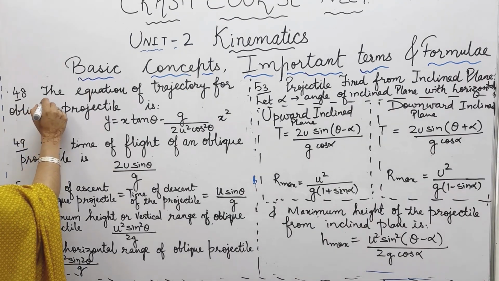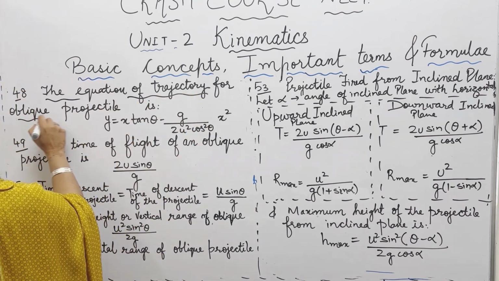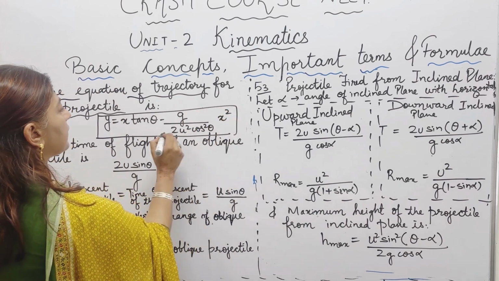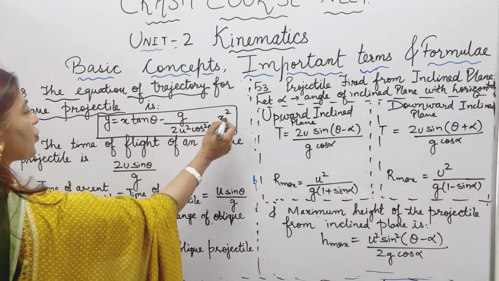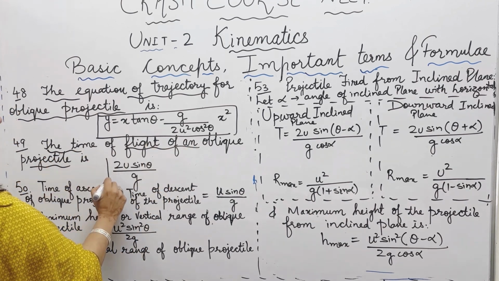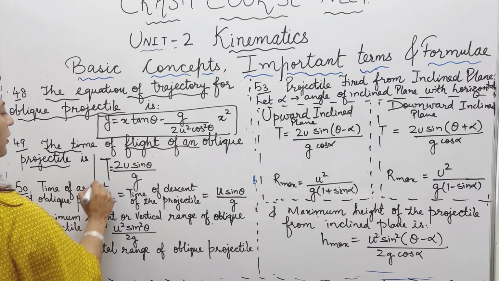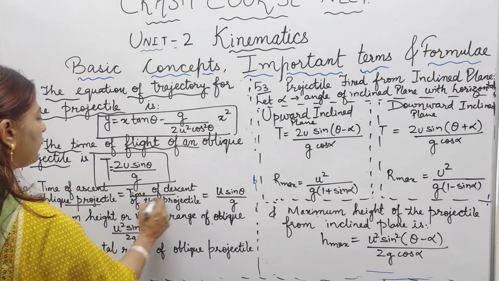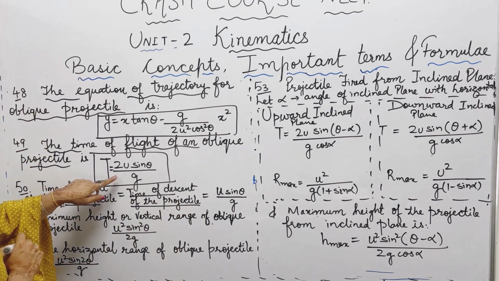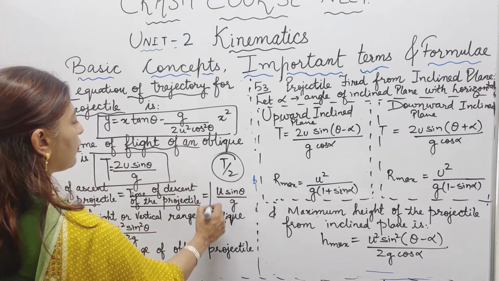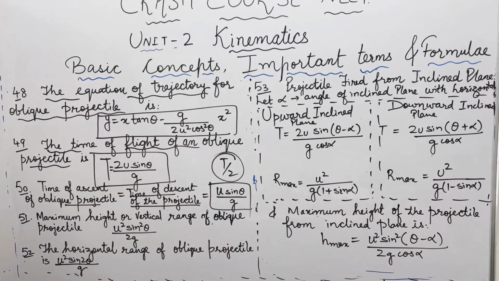Now the next point is about the equation of the trajectory for an oblique projectile. This is given by y = x tan theta minus g divided by 2u² cos² theta, times x². The time of flight of an oblique projectile is given by capital T equal to 2u sin theta by g. Time of ascent of an oblique projectile is equal to the time of descent, and half of this time period is the time of ascent, which is equal to the time of descent, that is u sin theta by g.